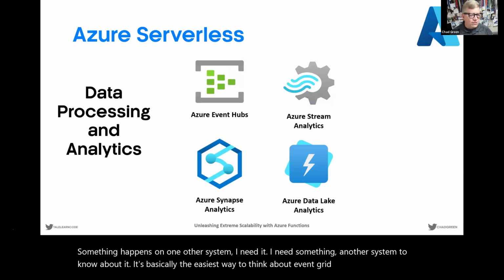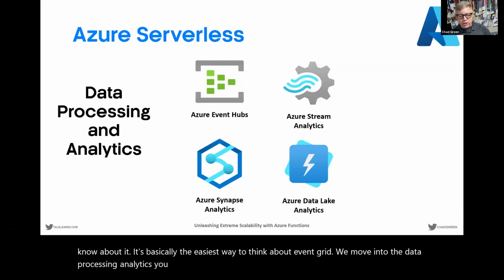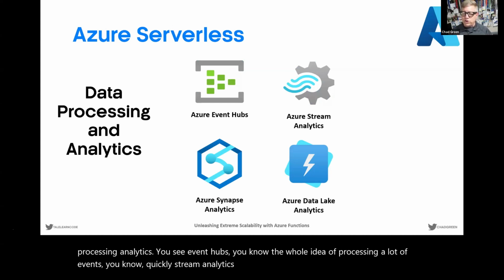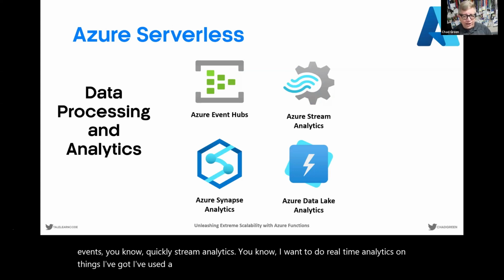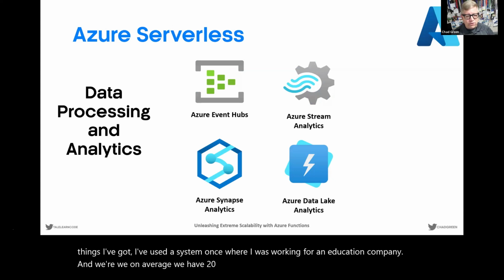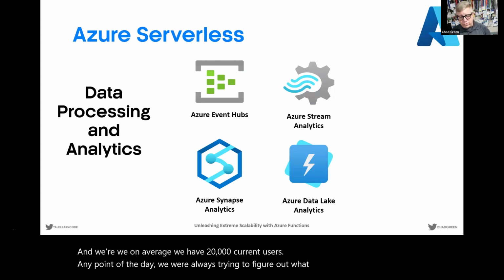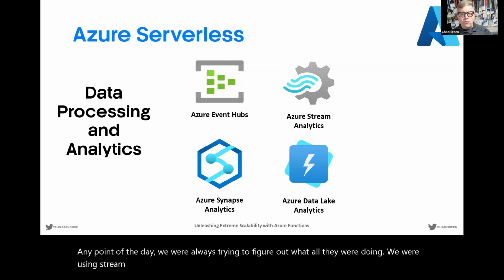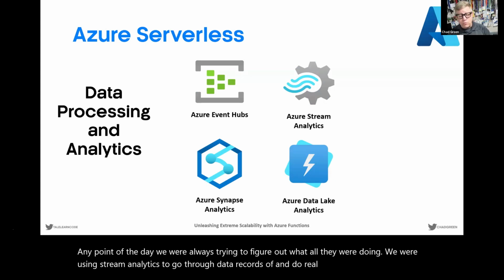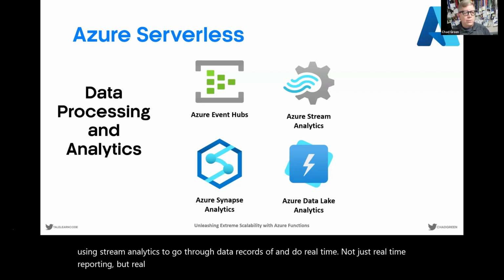We move into data processing and analytics. You see Event Hubs, the whole idea of processing a lot of events quickly. Stream Analytics, I want to do real-time analytics on things. I've used a system once where I was working for an education company, and we on average would have 20,000 concurrent users at any point in the day, and we were always trying to figure out what all they were doing. We were using Stream Analytics to go through data records and do real-time, not just real-time reporting, but real-time grading, because they were taking practice tests and so forth. So lots of interesting things there.